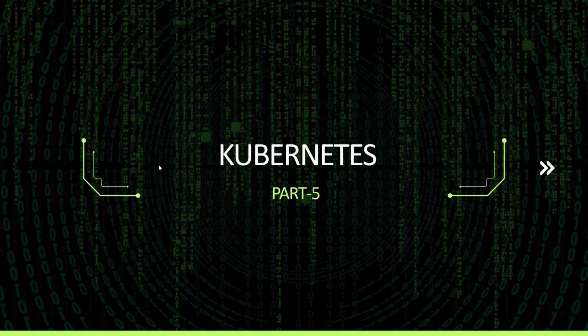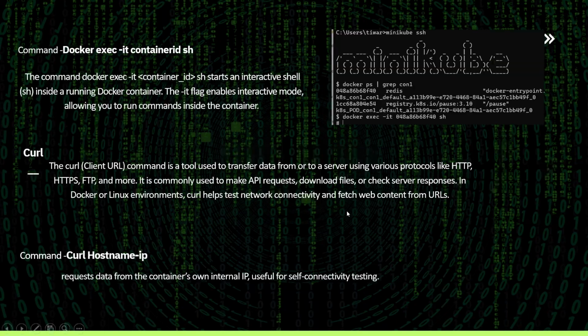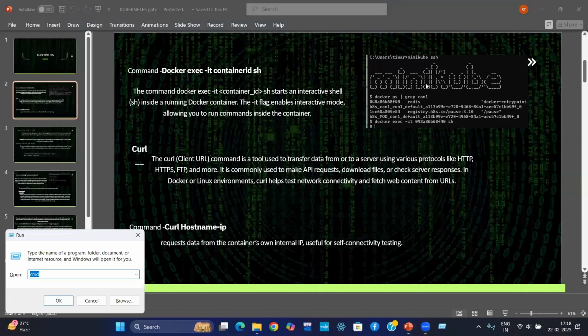So we are moving forward, and firstly use this command: docker exec -it container id sh. For that we first have to log in to our minikube cluster. Basically, inside our physical machine a virtual machine is created, and on that virtual machine we run this testing environment.